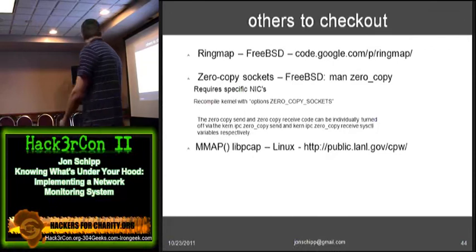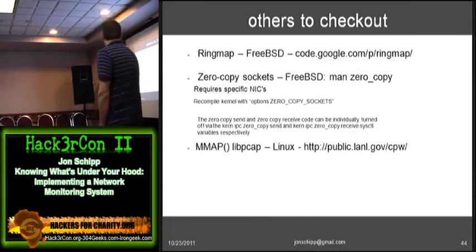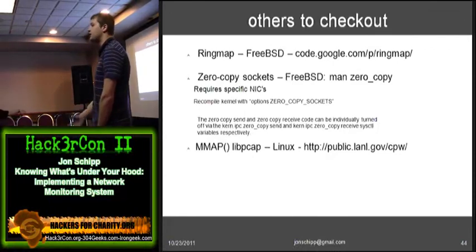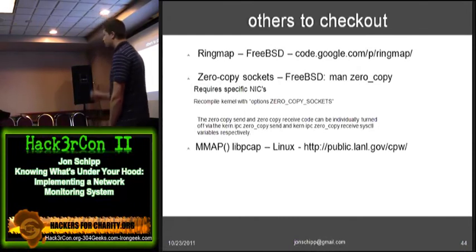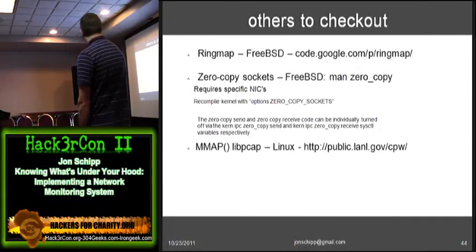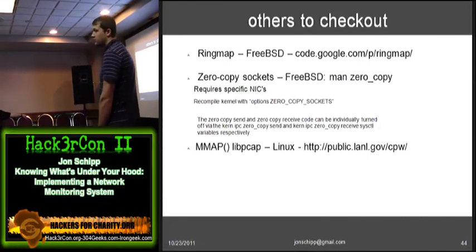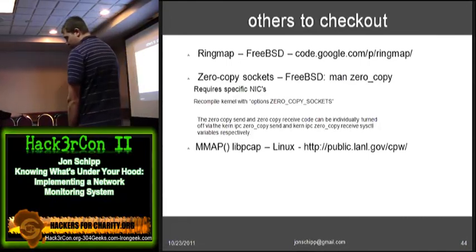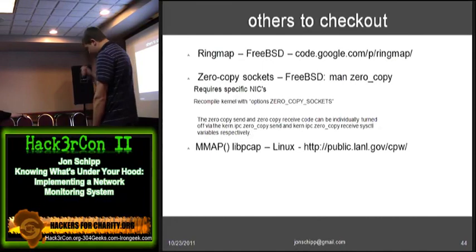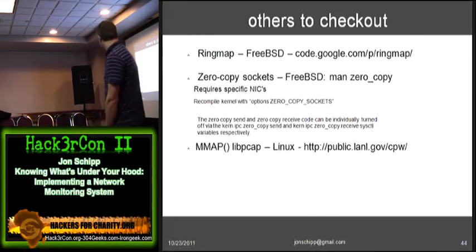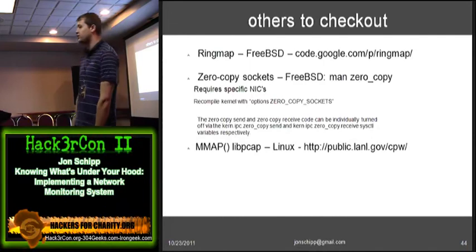All right, so anyways, other things you can check out is Green Map. It's another FreeBSD mechanism for high-speed packet capture. It uses shared memory. We can also use zero-copy sockets, but you have to have special device drivers for that in FreeBSD. Linux does have zero-copy sockets that I think work for the most part with almost everything. And you can also download an mmapped shared memory version of libpcap.